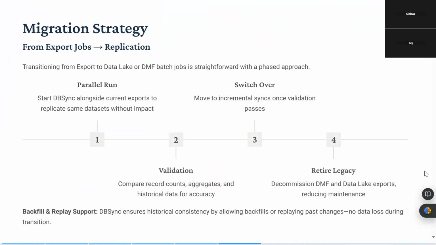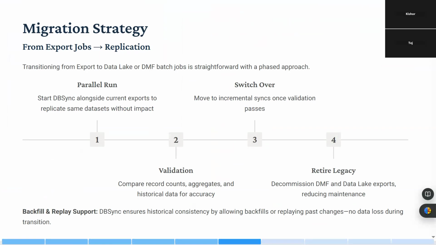If your team already uses data export, like using a data lake or maybe DMF jobs that we referred to earlier, the transition to replication itself is easy. The suggested workflow would be like this. We run DBSync in parallel alongside your export jobs, on the same data sets. This allows you to test without impacting ongoing processes. Then there is validation, where you compare the records and check the historical data between the legacy exports and DBSync outputs to ensure accuracy and consistency.